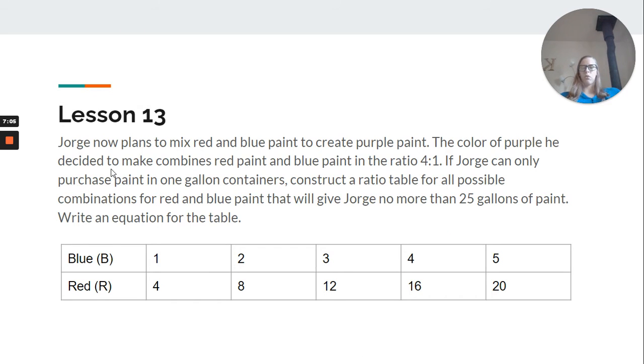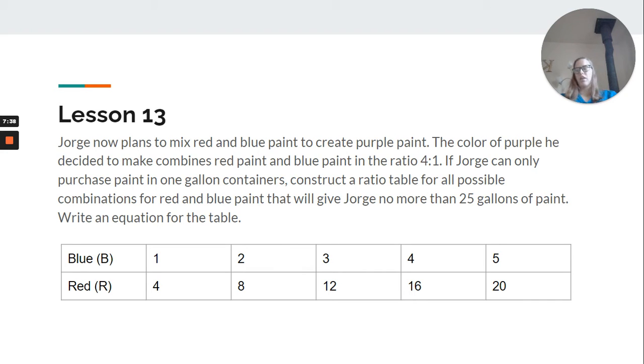Lesson 13. Jorge now plans to mix red and blue paint to create purple paint. The color of purple he decided to make combines red and blue in the ratio of 4 to 1, the amount of 4 in red to the amount of 1 in blue. If Jorge can only purchase paint in 1 gallon containers, construct a ratio table for all possible combinations for red and blue paint that will give Jorge no more than 25 gallons of paint.